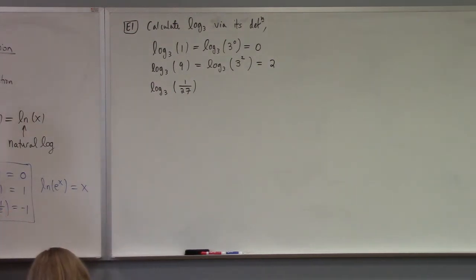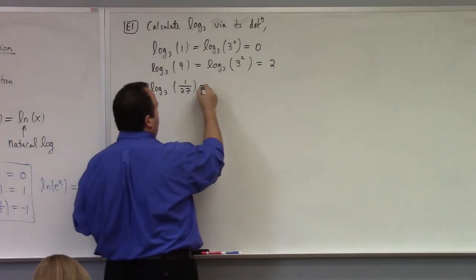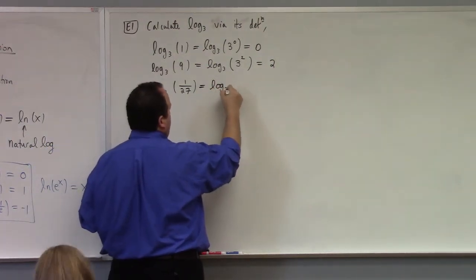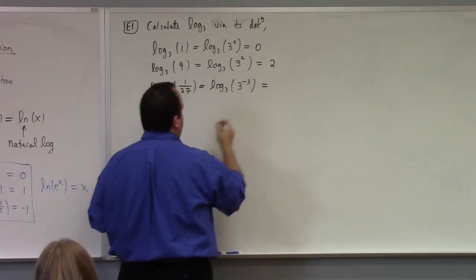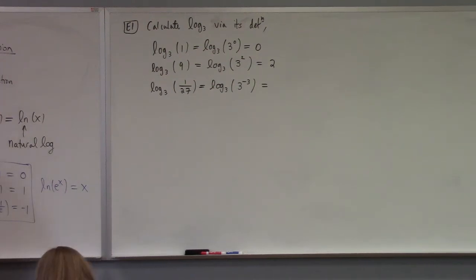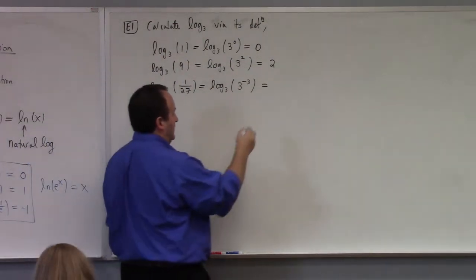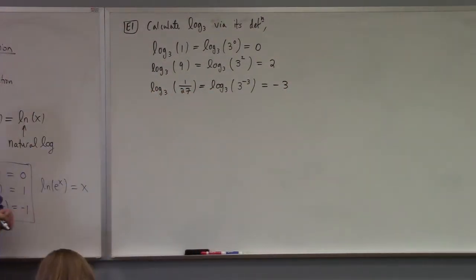What's 1/27th as a power of 3? Can you write it as a power of 3? We can, right? That's log base 3 of 3 to the minus 3. 27 is 3 cubed. 1/27 is 3 to the minus 3. So what is that? Well, -3, right? So you just keep the power, basically?